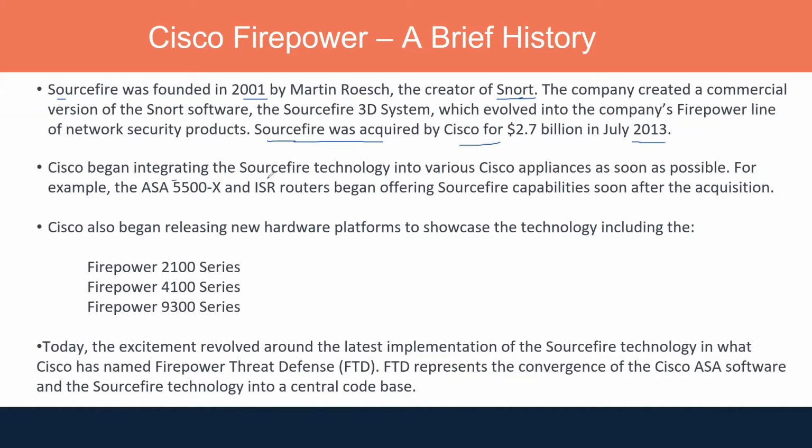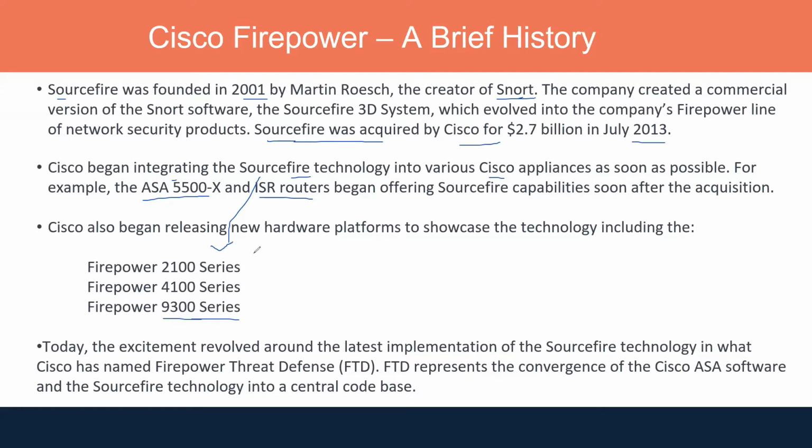started the integration of SourceFire technology into their products, like the Cisco ASA system and the Cisco ISR router, and at the same time they started manufacturing independent hardware. So they released some Firepower appliances, which basically have SourceFire technology installed. So we have the Cisco Firepower 2100 series of hardware, the 4100 series, and the 9300 series.